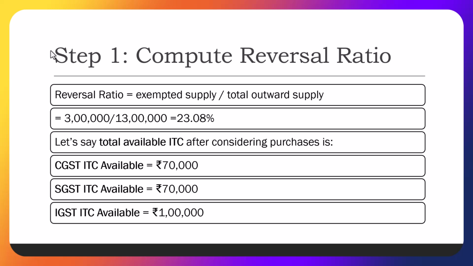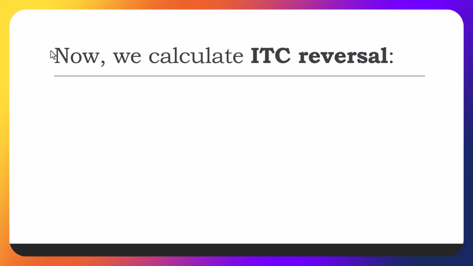Can you read this, Shrishti? Yes, sir. Reversal ratio is equal to exempted supply by total outward supply, which is 3 lakh by 13 lakh, which is 23.08%. Let's say total available ITC after considering purchases: CGST ITC available is 70,000, SGST ITC available is 70,000, IGST ITC available is 1 lakh. Now Pranav, what you are saying will apply to the ITC, not to the outward tax liability. So of 70,000, 23% will be disallowed. Of another 70,000 SGST, 23% will be disallowed and the remaining will be allowed. Isn't it?